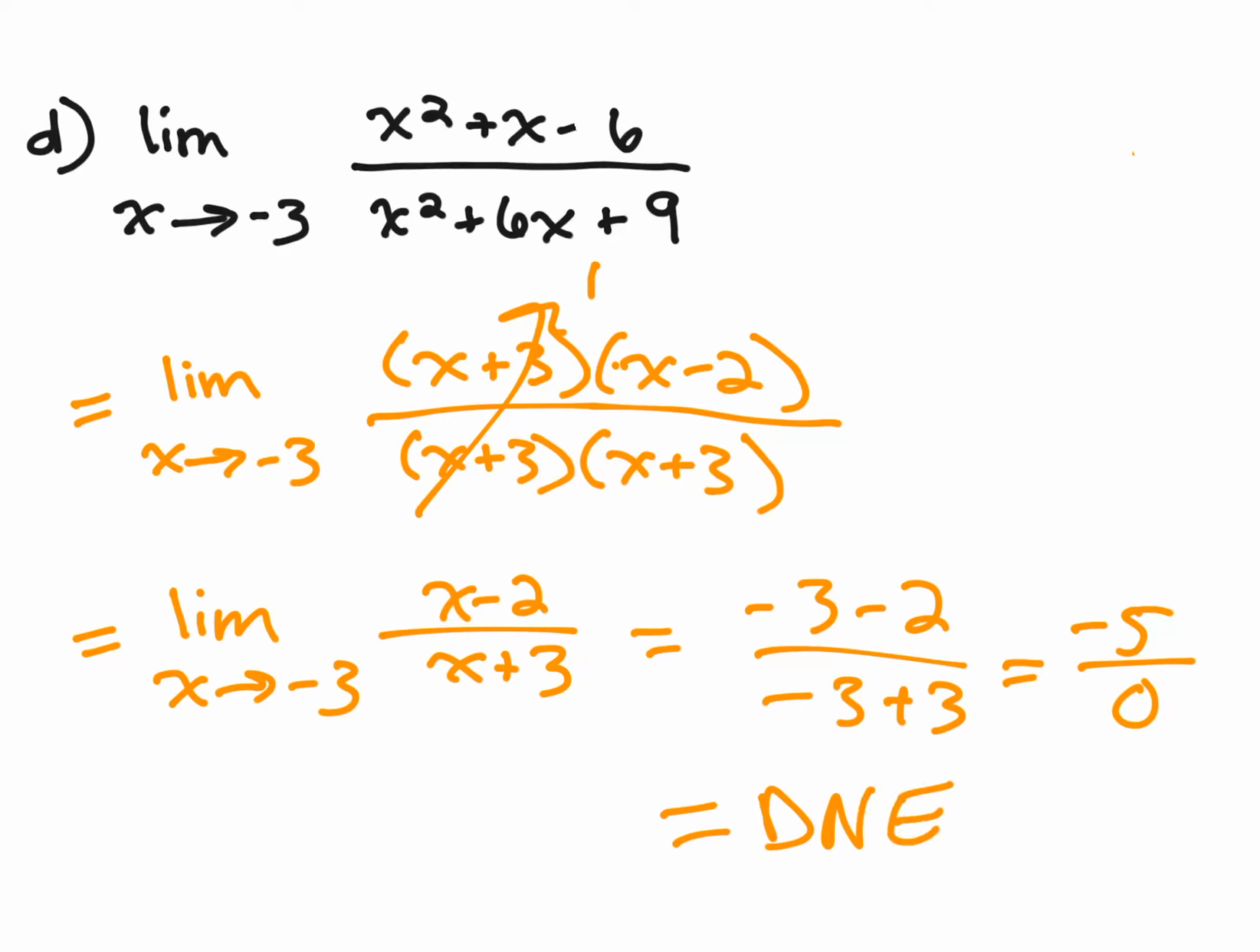Does not exist. So anytime you do more than one method and it still comes out to not a limit, it doesn't exist? A number over 0 means I can stop working and it does not exist. 0 over 0 means keep working.